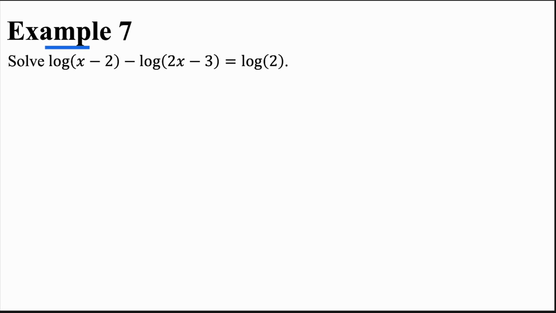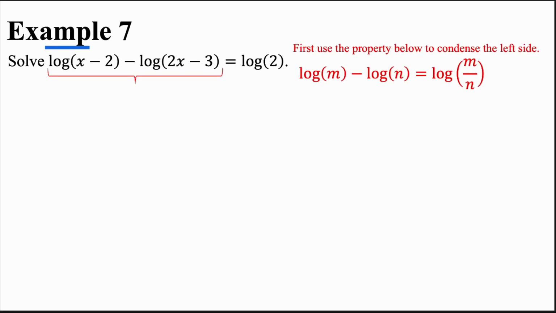Okay, in this example, let's take a look at what happens when you have multiple logarithms on one side. Well, first thing you want to do is you want to condense that left-hand side. And to do that, we have to apply the subtraction or division property, which states that if you have a logarithm m minus a logarithm n, we can write this as a single logarithm by just dividing what's inside the parentheses, right? Log of m divided by n. So applying that property right here, we get the following equation.